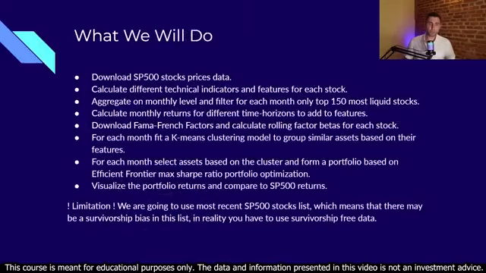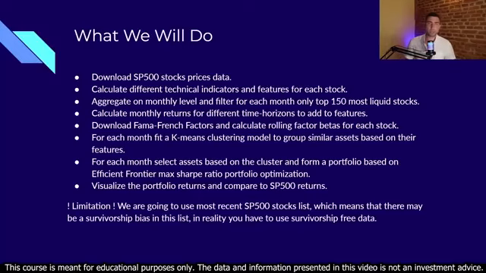In this project, what we are going to do is first download all the price data for all S&P 500 stocks. Then we're going to calculate different technical indicators and features for each stock. Next, we're going to aggregate on a monthly level and filter only the top 150 most liquid stocks from the S&P 500 for each month. Next, we are going to calculate monthly returns for different time horizons to add to the features. And the next step would be to download the Fama French factors and calculate rolling factor betas for each stock, as well to add to the feature set.